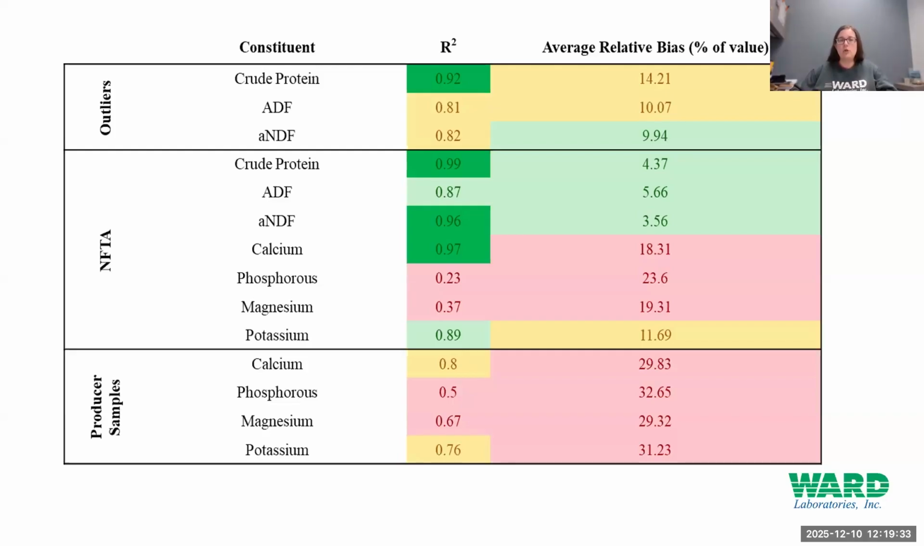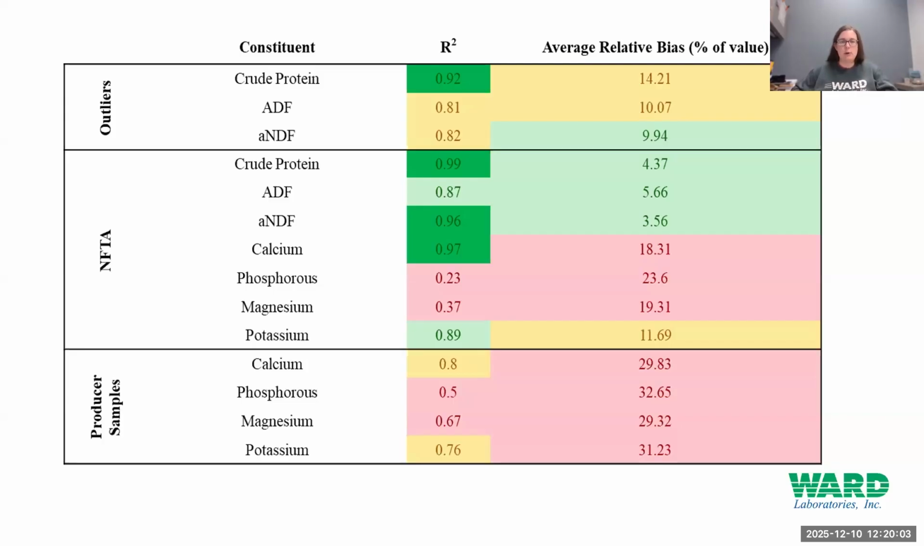So no surprise, calcium and fibers both look very good. Excuse me, I meant to say protein. Calcium actually looks really good, but you can see phosphorus, magnesium, and potassium not as great. Potassium is not bad, but we also have to think about the average relative bias is not great on that one either. And then obviously it's not good for calcium either.